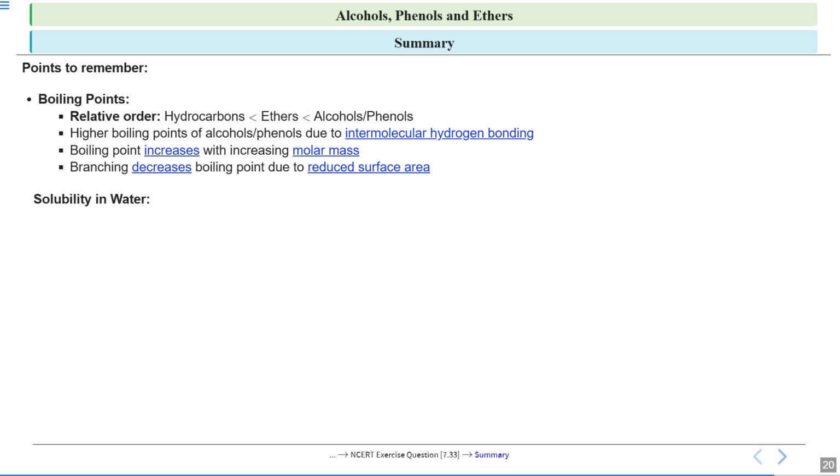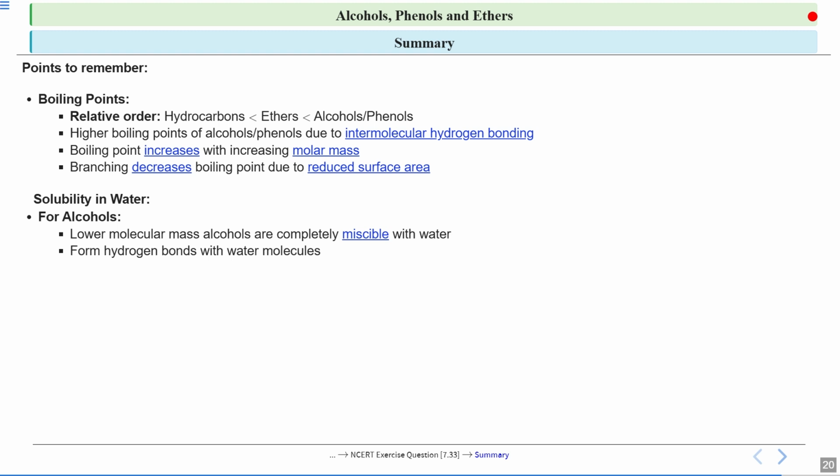Next is solubility in water. I told you that lower alcohols are completely miscible with water, and we discussed that they form hydrogen bonds with water molecules. But as your carbon chain increases, that is, as your alkyl or aryl group increases, which is a non-polar part, your solubility decreases.